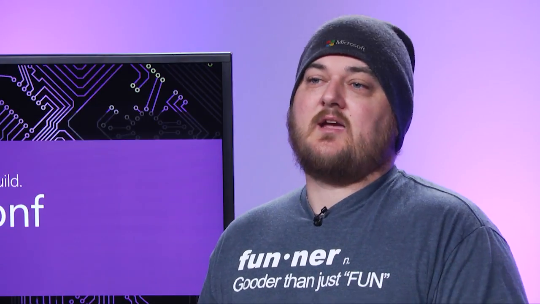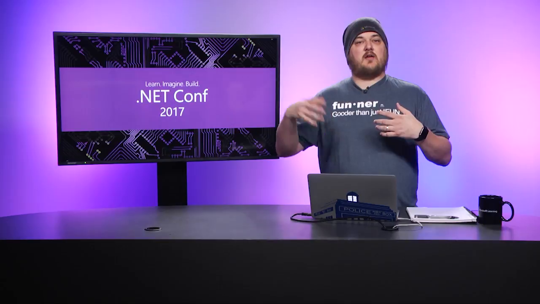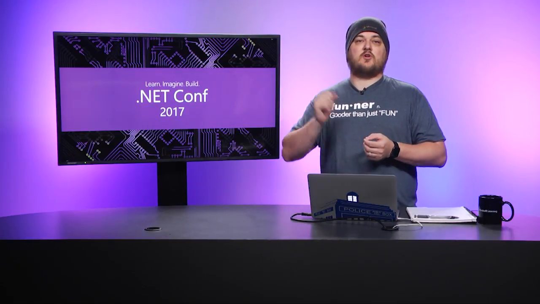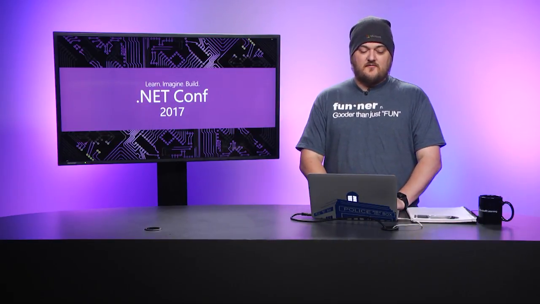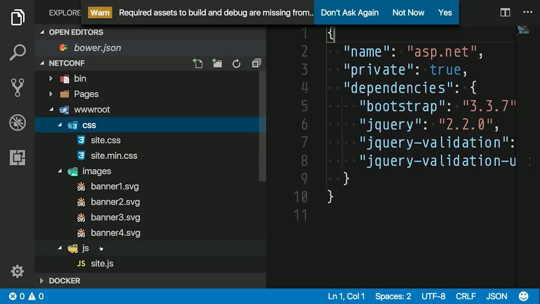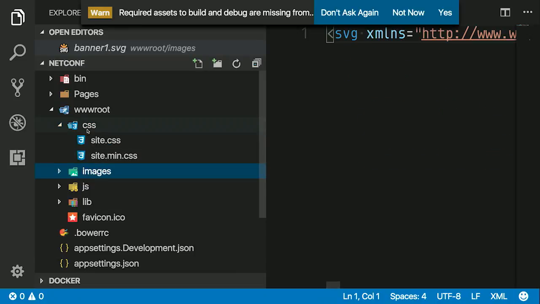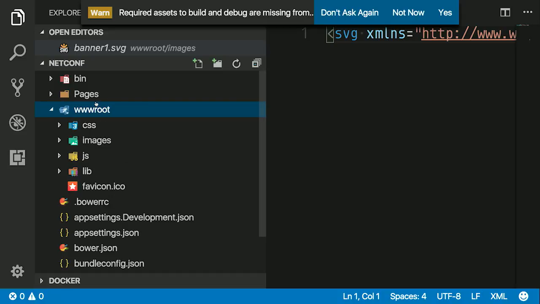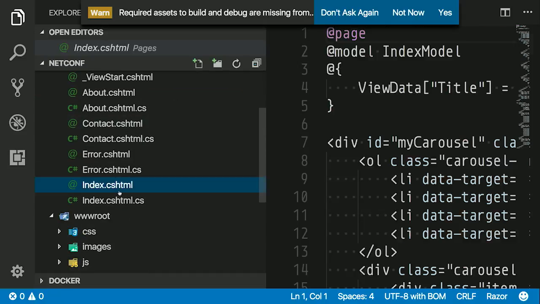Bower is a package manager that lets you go and get client-side libraries that you want to consume in your application. And then these other folders here are for your stuff, for your images, your CSS, your JavaScript, and they'll all be used by your app. And then this Pages folder is where your pages go. So there's an index page, and that's going to be the default of your app.